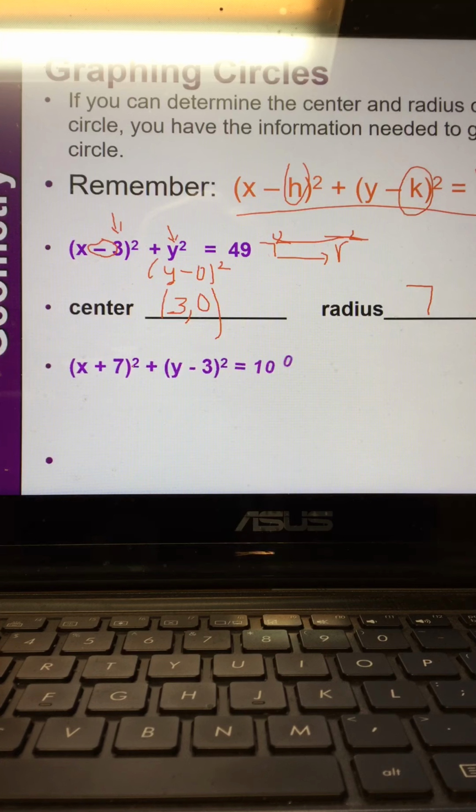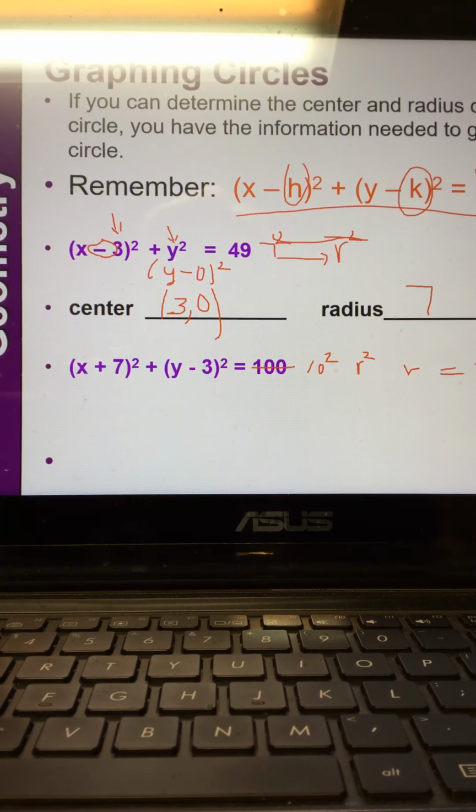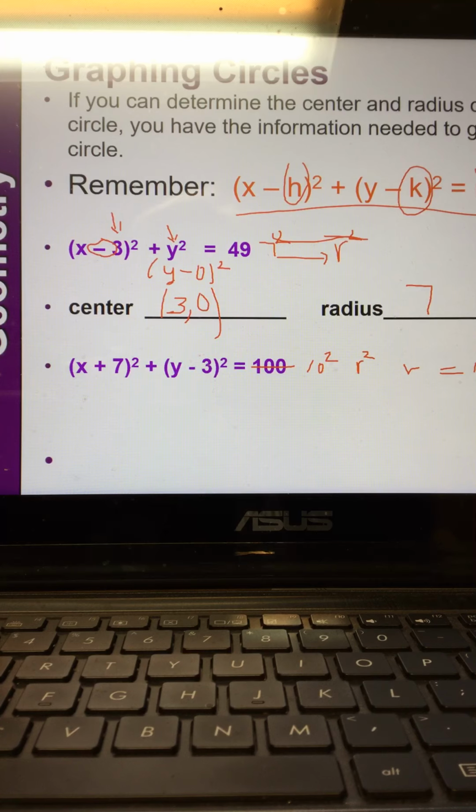Here's another problem. We have the square of x plus 7, plus the square of y minus 3, is equal to 100. I don't want to forget that this is 100. This is 10 being squared. So I understand that what's being squared, my radius here, would be 10.